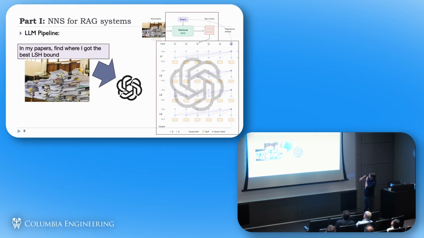Roughly, you decompose this LLM pipeline into two pieces. This is simplified, but it's a reasonable simplification. Here are your documents. You feed them into this RAG system, this retrieval system, and you pre-process them. Then comes the query, which is this one. The query in this RAG system will find the most similar documents to this query.